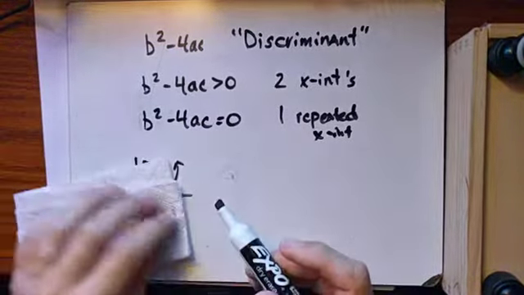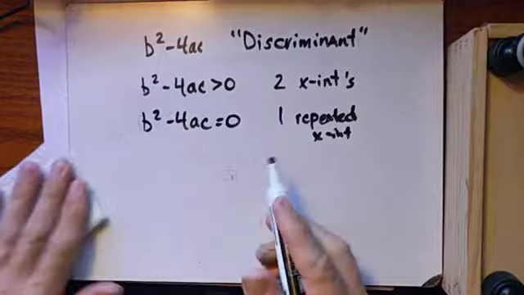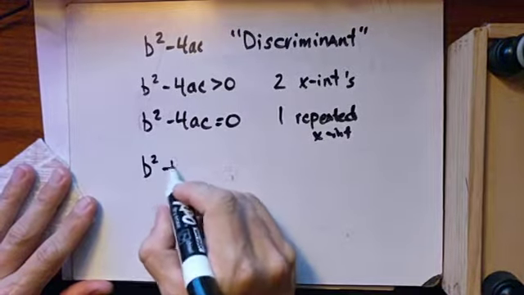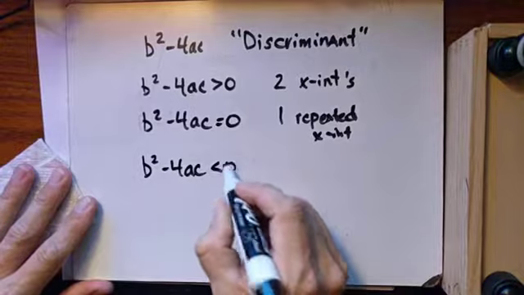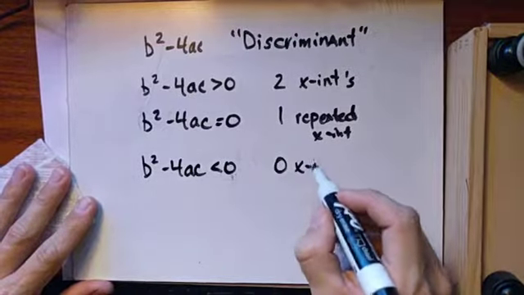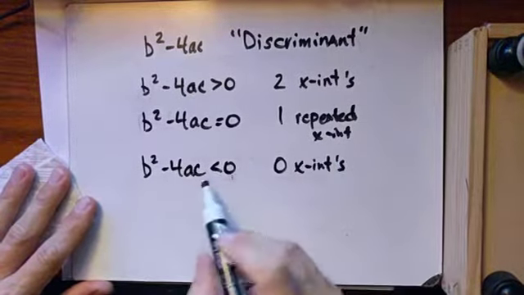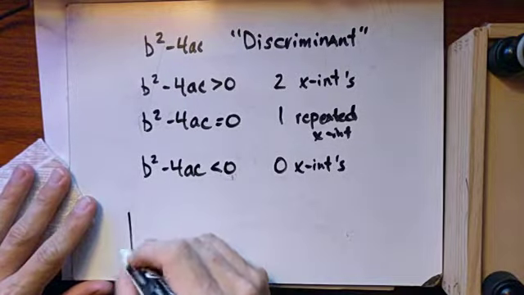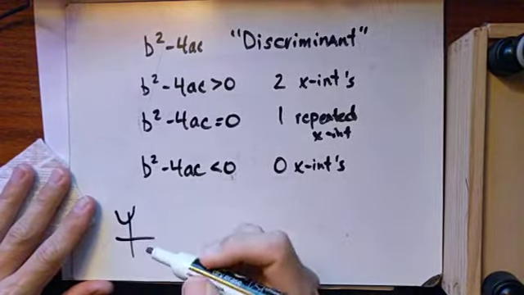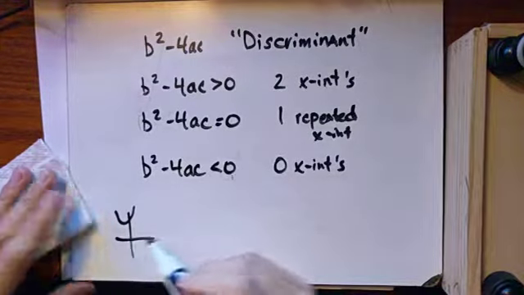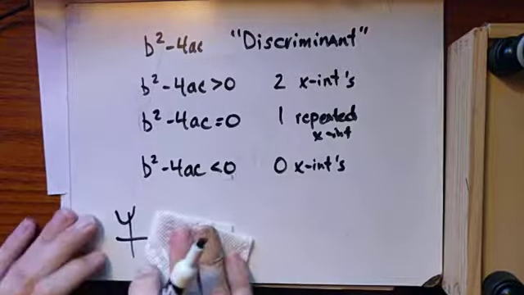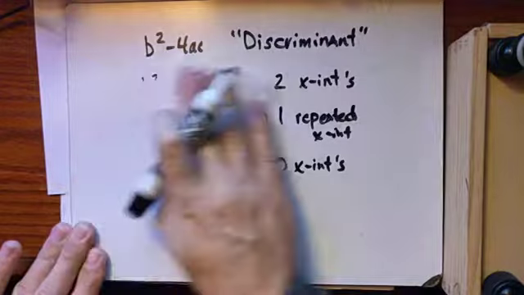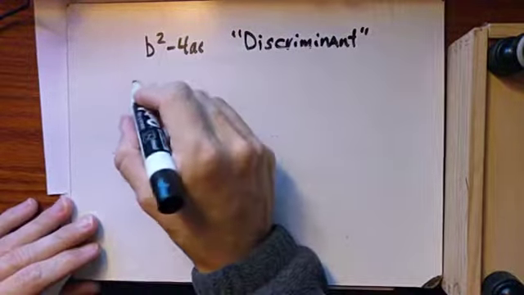Okay? And then the last one is when it's negative, and you get no x-intercepts. Okay? This means that both of the answers we get have imaginary numbers in that. And like the one I just showed you that looked like that, it has no x-intercepts. Okay? So if we do this for our previous example, let's go back and look at that again.